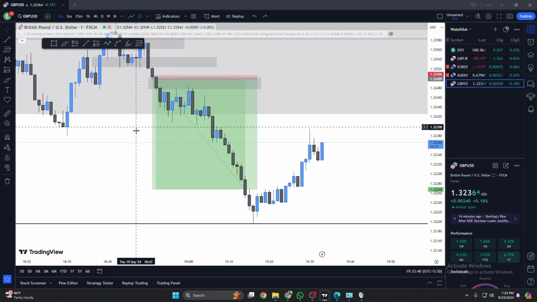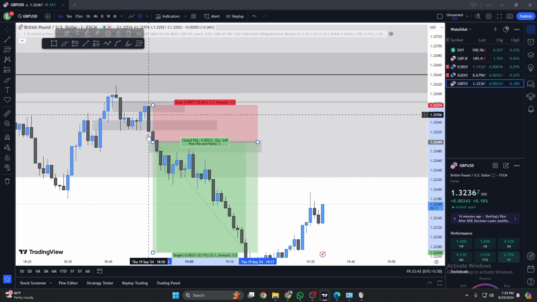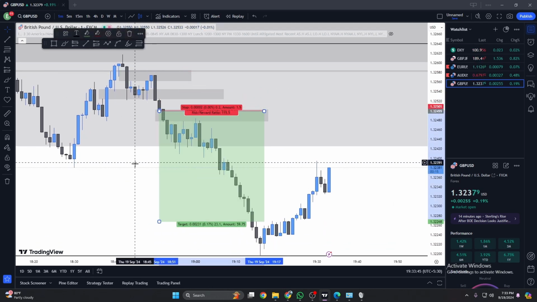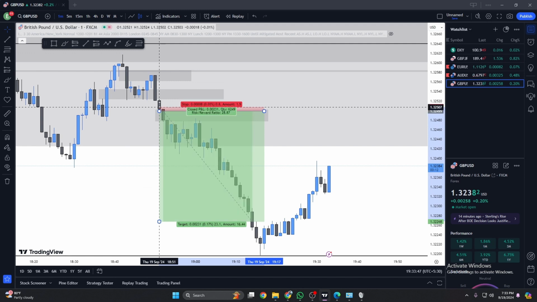Okay guys, TP is hit. I trailed my stop loss to the break even. Then I left my room. Then I came back and I saw my TP is hit.